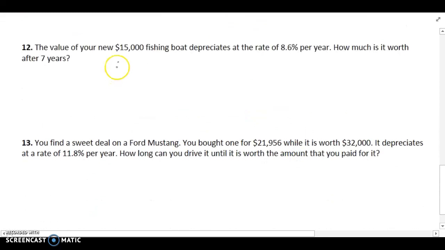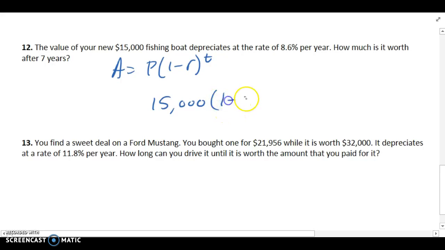All right, so we're going to do depreciation now. This is our formula, 1 minus the rate to the t, and we have a new fishing boat we just bought for $15,000. It depreciates at a rate of 8%, a little over 8%.